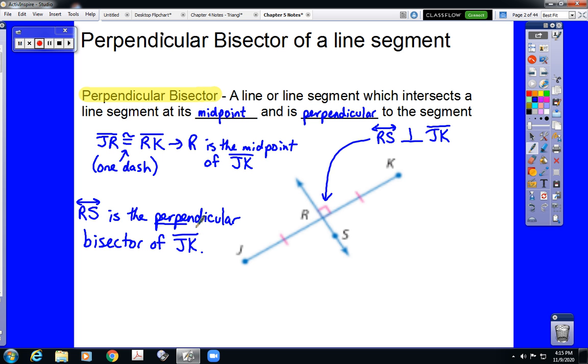And it's worth noting that only line segments have bisectors because in order to be bisected you have to have a finite length. And if it's a line, it has infinite length. So you can't cut something that's infinitely long in half. So instead we only have these when it comes to line segments. That's why they come up in triangles, because triangles are made up of three line segments. So here we have an example. RS is the perpendicular bisector of JK.